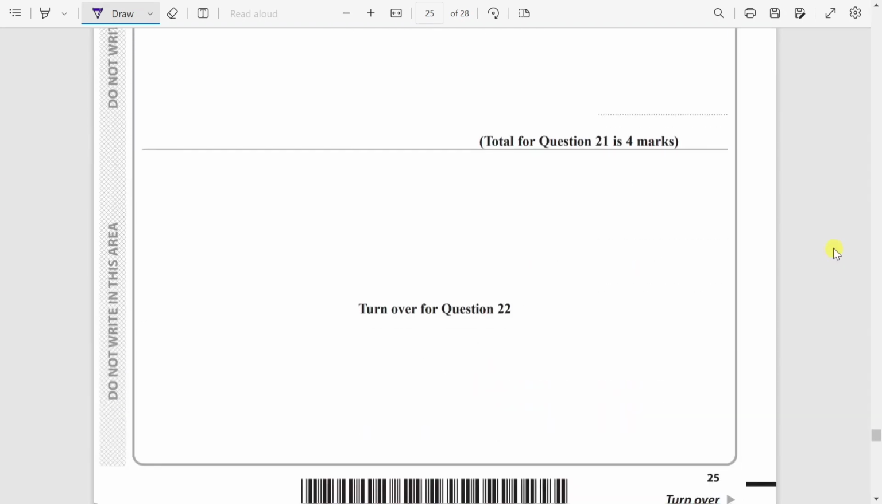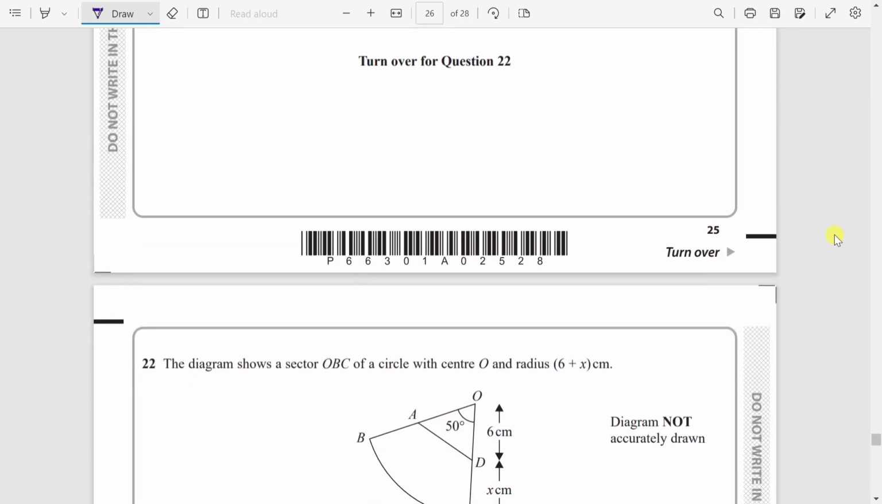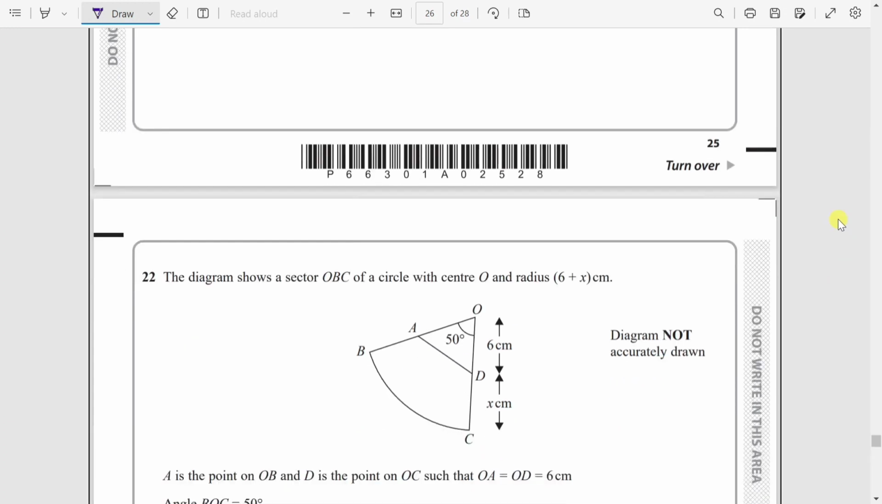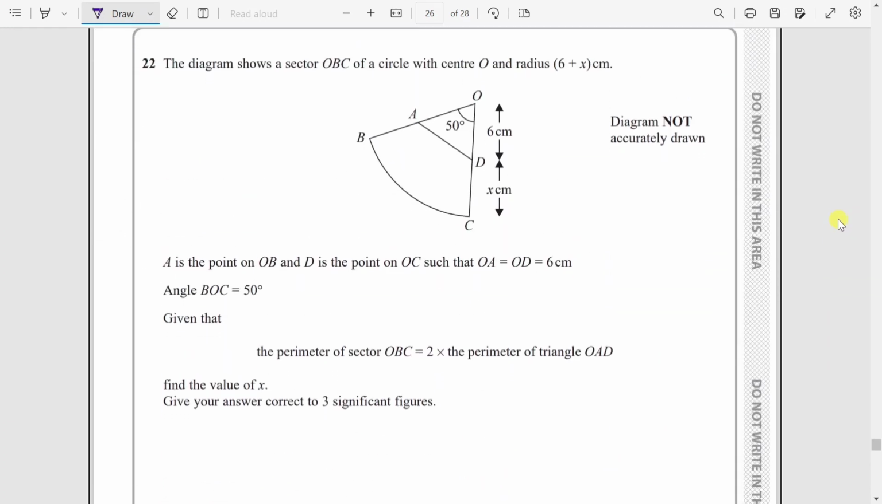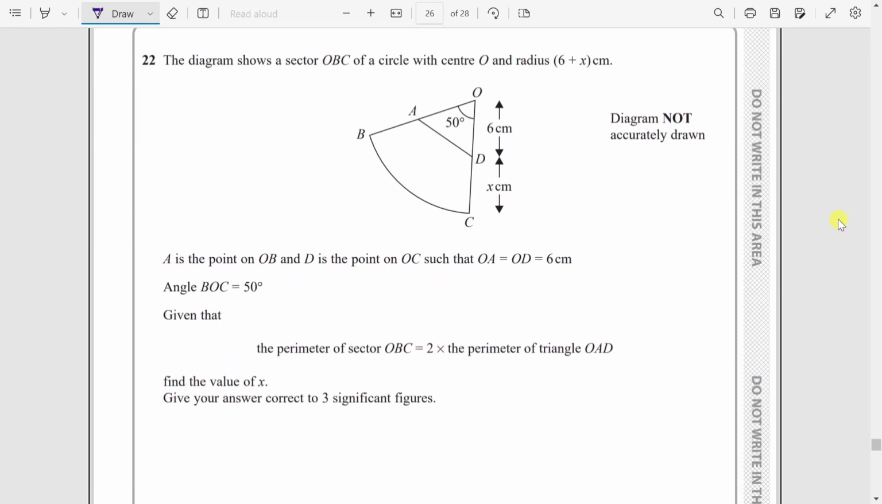Where are we at now? Turn over, 22. Okay, I think this is probably the last question actually. Yeah, I'm sure it's the final question of the paper. Let's try this out. Looks a lot nicer than the other one though.